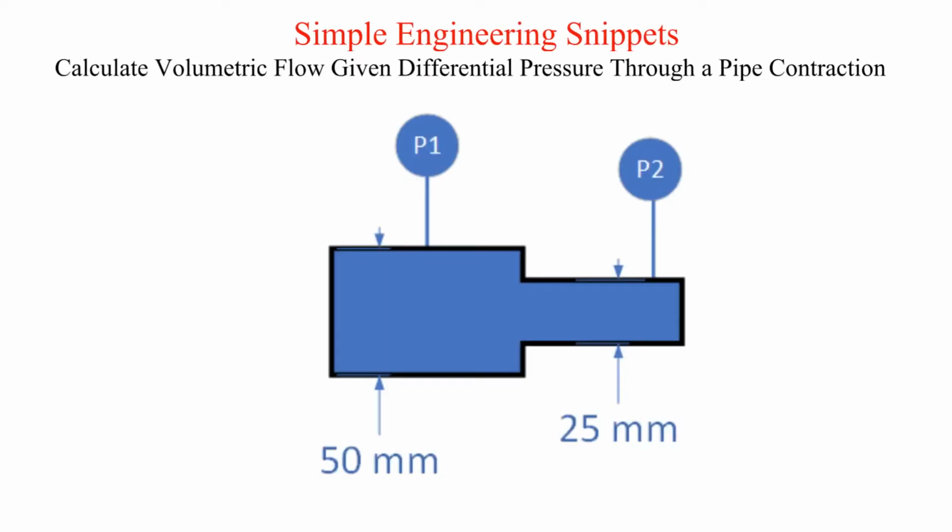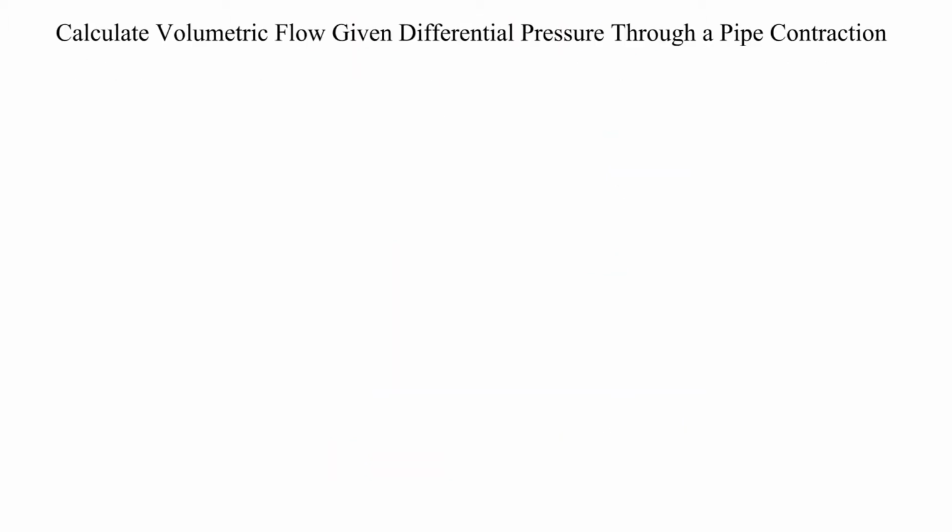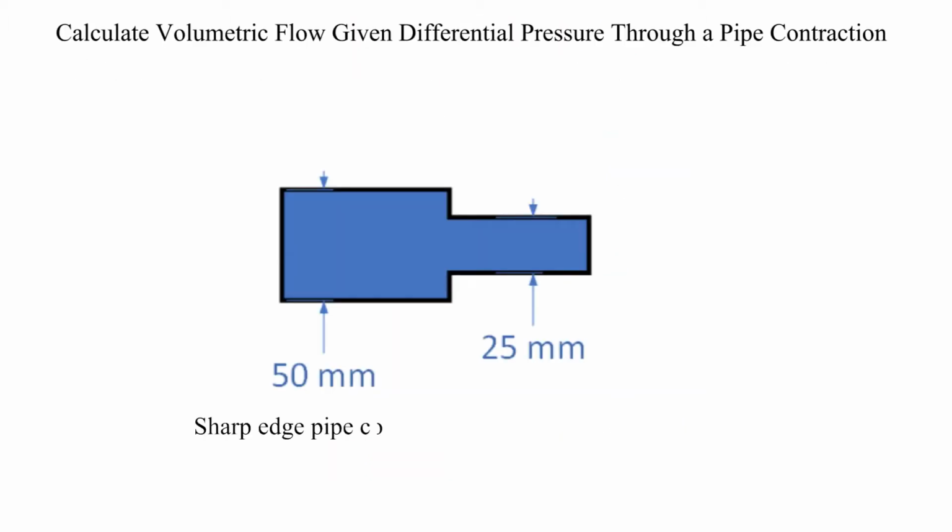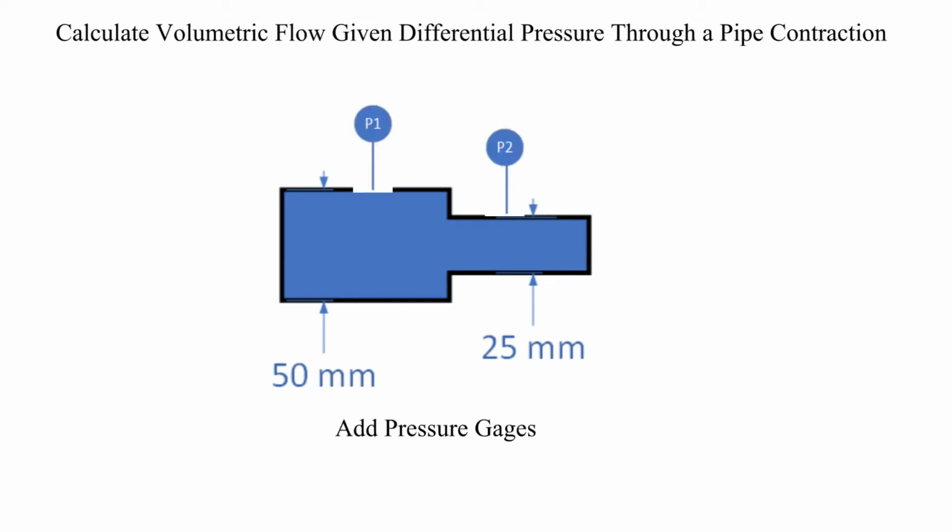In this instructional video, we will calculate the volumetric flow using the pressure change across a pipe contraction. We have a sharp contraction as shown. We will be using the pressure difference between the large diameter section and the small diameter section to determine the flow. Pressure indication is available for points 1 and 2 as indicated.